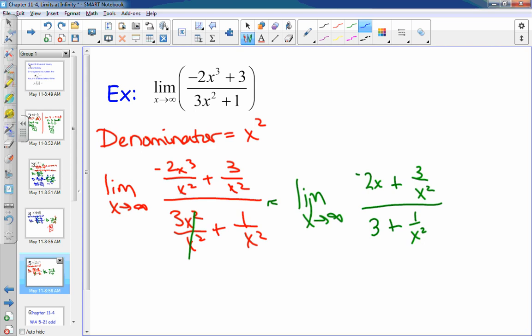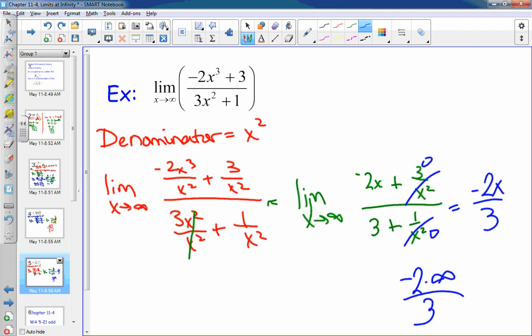Okay, well, let's look at this a minute. What does this fraction 3 over x squared become? It becomes 0. So what I have is negative 2x over 3, correct? Yes? Okay, well now, as x gets really big, what's happening? So the numerator is approaching negative infinity. Why? Because that negative's there. And the denominator is approaching what? 3.